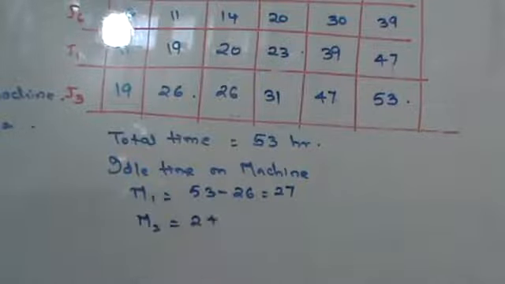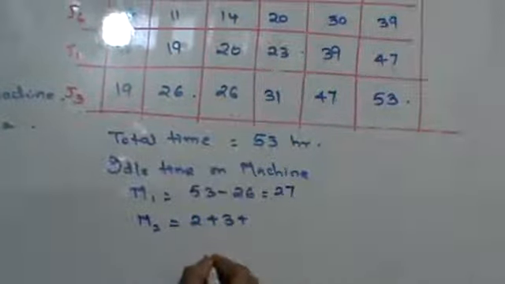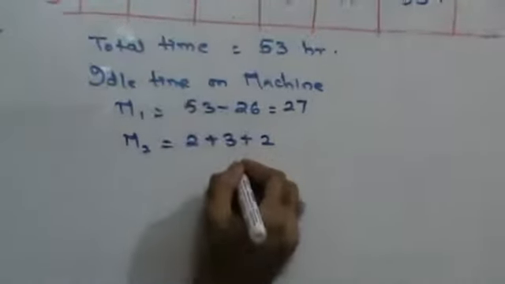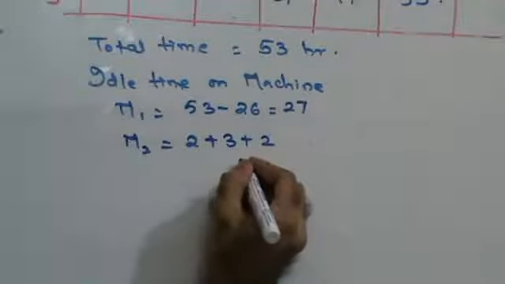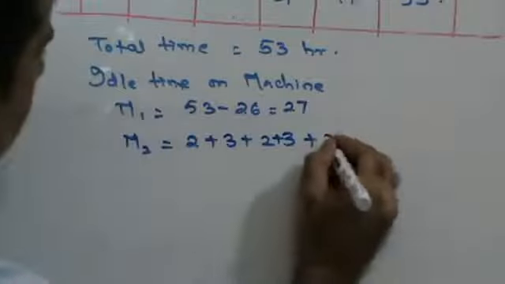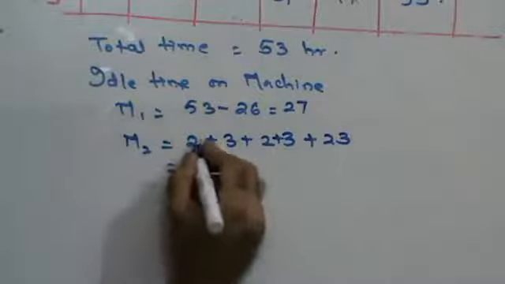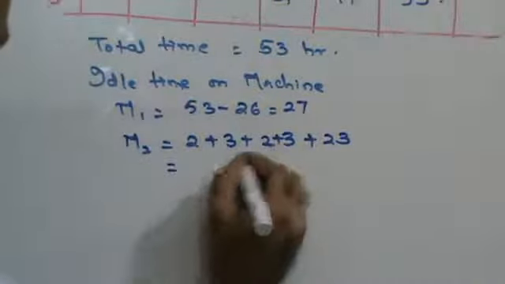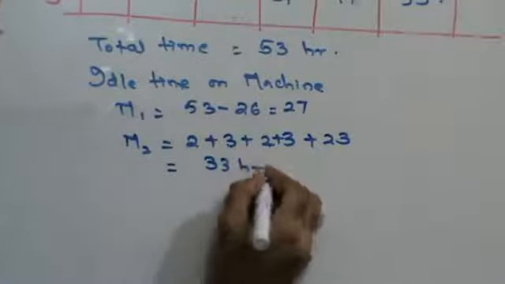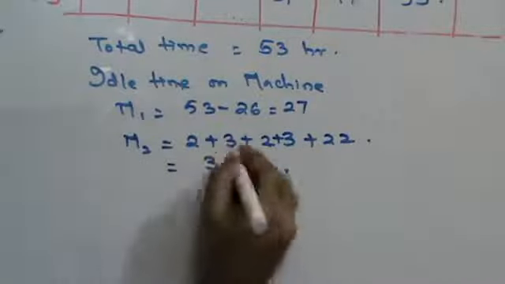It started its work after 2 hours. Here while doing job 5, 3 hours were idle. While doing job 2, 2 hours were idle. And while doing job 3, again 3 hours were idle, plus the work got over in 31 hours and the total work was finished in 53 hours. 53 minus 31 is 22. So this is 5, 7, 10, so 32 hours.